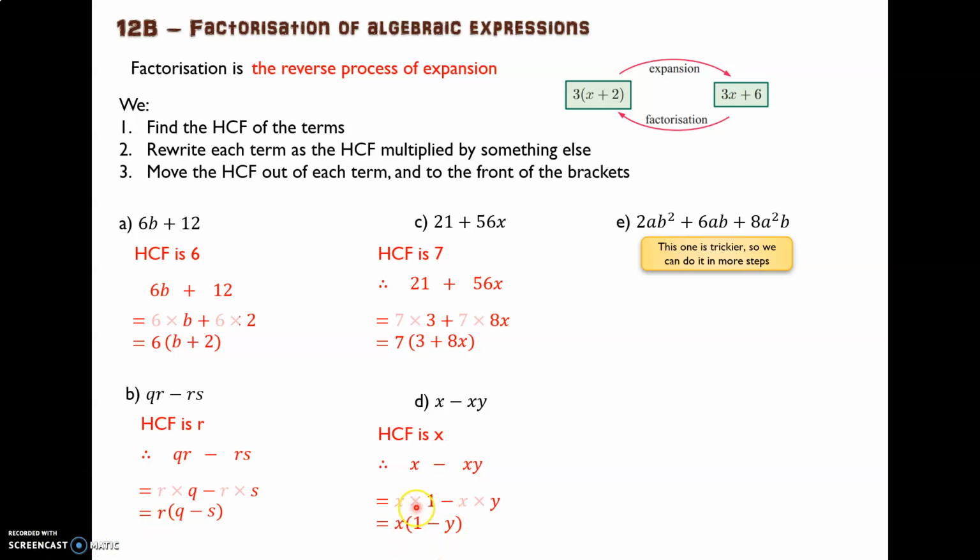Alright, so the x is common to both and goes here. The only thing left here is a 1, and the only thing left here is a negative y.